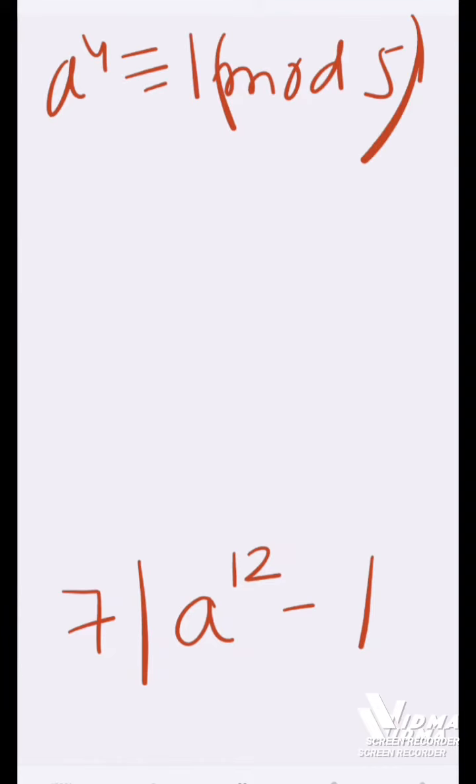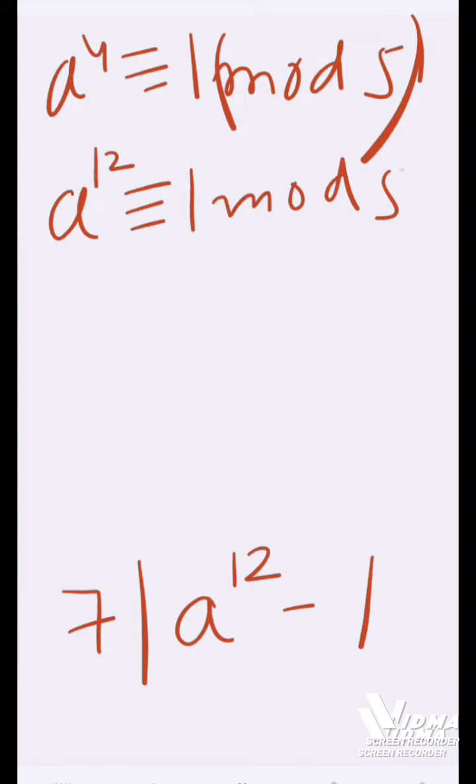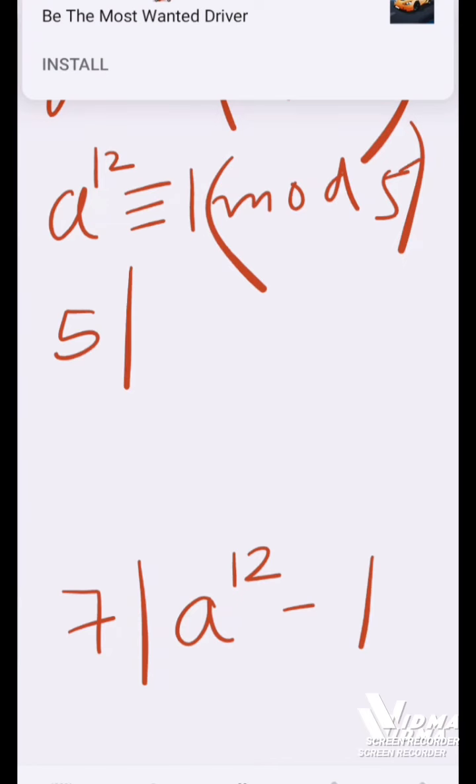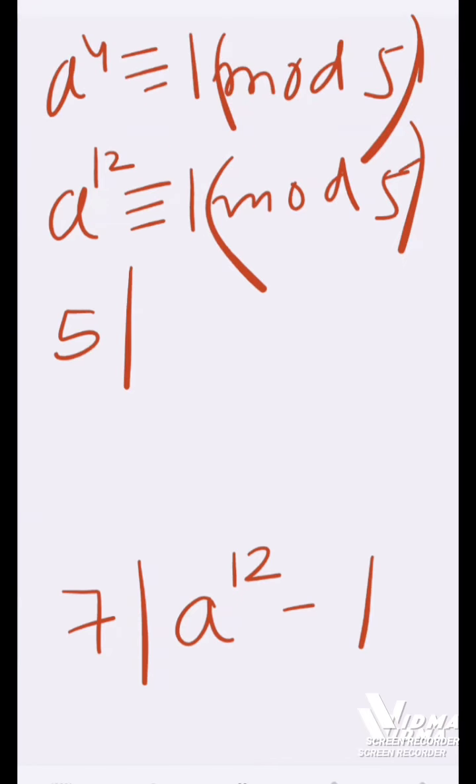Now what I am going to do is raise both sides of this congruence by power 3. So on the left side we are going to get a raised to 4 raised to 3, which in short will be simply a raised to 12, is congruent to, now 1 raised to any integer will be 1, so this is going to be congruent to 1 under mod 5. Now, which in other terms means 5 divides a raised to 12 minus 1.